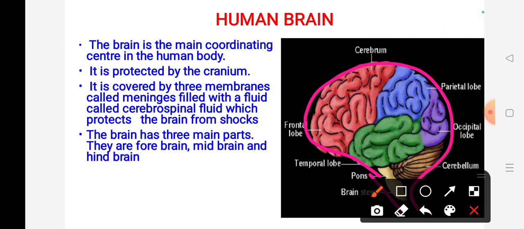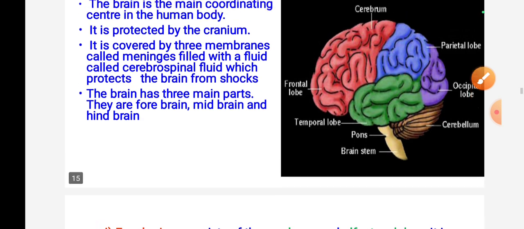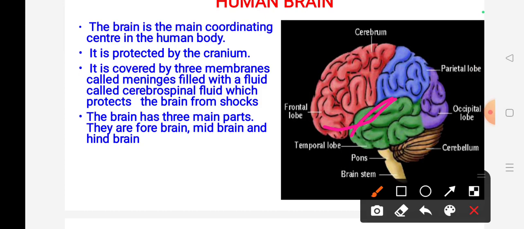It is covered by three membranes called meninges, filled with a fluid called CSF, cerebrospinal fluid, which protects the brain from accidental shocks. The brain has three main parts. They are forebrain, midbrain, and hindbrain. This much part is called the forebrain. This much part is called the hindbrain, and the middle one is called the midbrain.